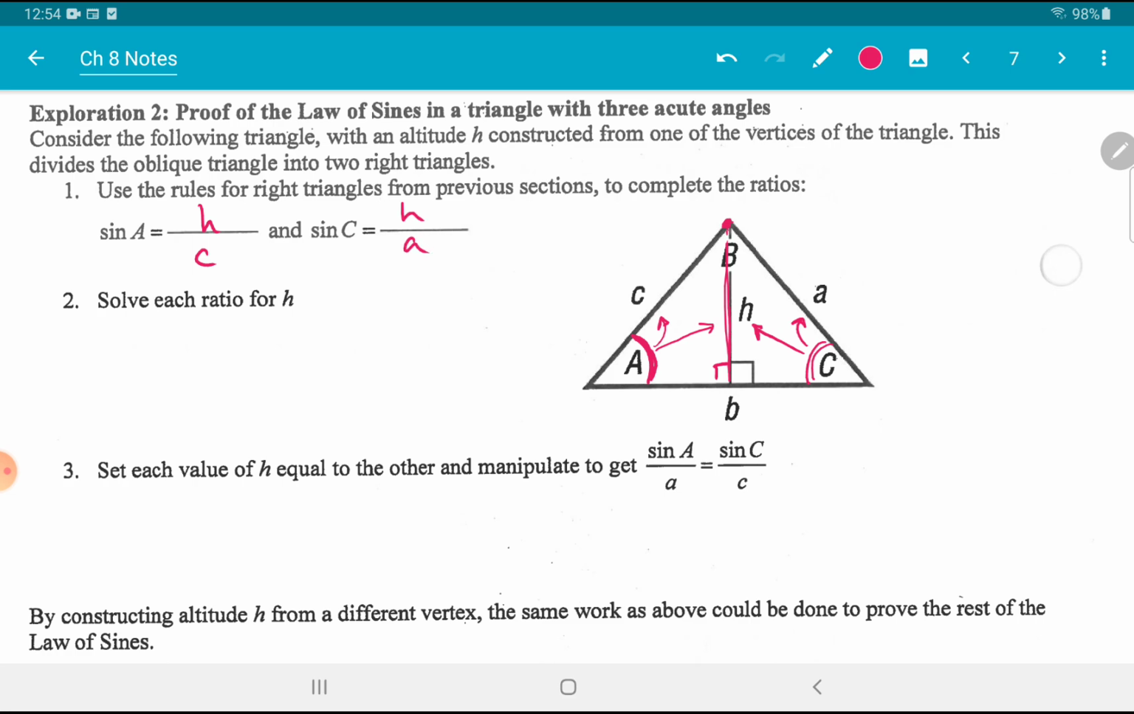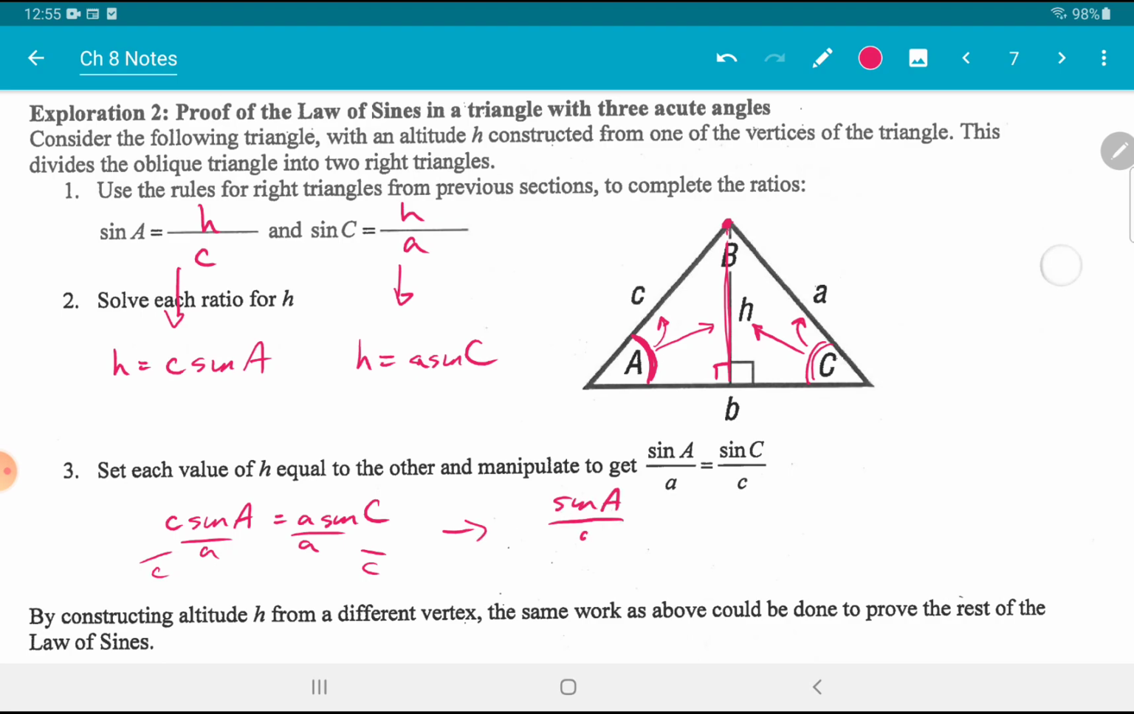If we solve both of these ratios for h, we get that h is equal to c sine A, and also h is equal to a sine C. Because they are both h, we can substitute one for the other and say that c sine A equals a sine C. If I divide both sides by a, and then divide by c, what you'll end up getting is sine of A over a is equal to sine of C over c.